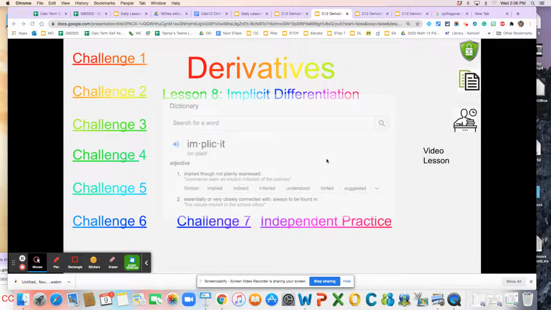We're going to take a look at Lesson 8, Implicit Differentiation. In order to participate in this lesson, you would want to be sure of the product rule, the power rule, the chain rule, and also the quotient rule. If you don't know those things, check out earlier videos. But for now, let's take a look at implicit differentiation.